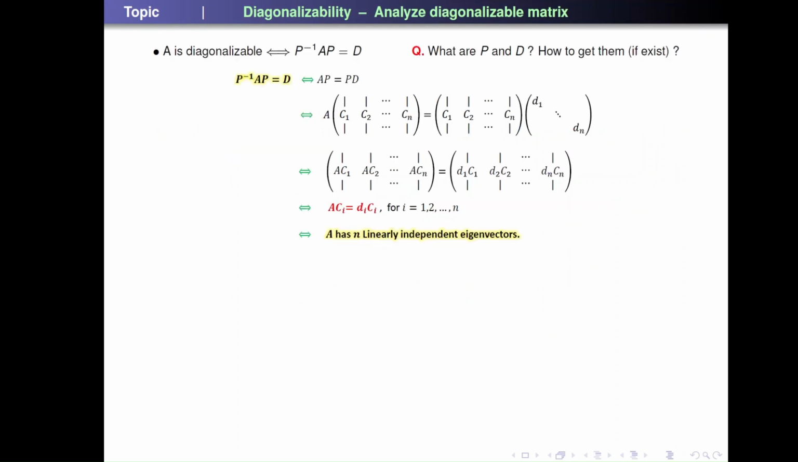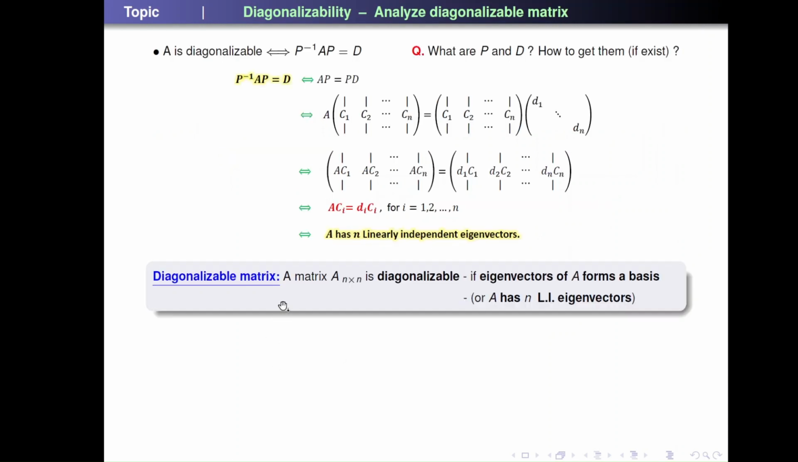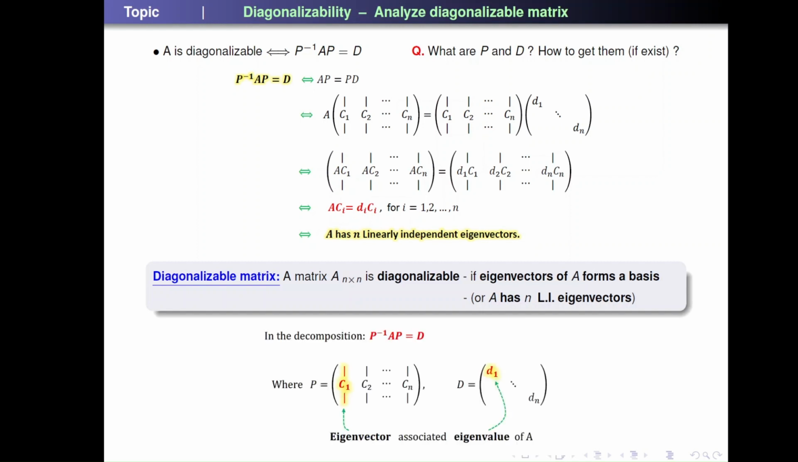So in this way we can give another alternative definition of diagonalizability. A matrix A is diagonalizable if the eigenvectors of A form a basis, or we can say A has n linearly independent eigenvectors. So what are P and D? Here P is formed by the linearly independent eigenvectors, and D is formed by the eigenvalues. And how are they related? Here D1 is an eigenvalue and its corresponding eigenvector is C1.